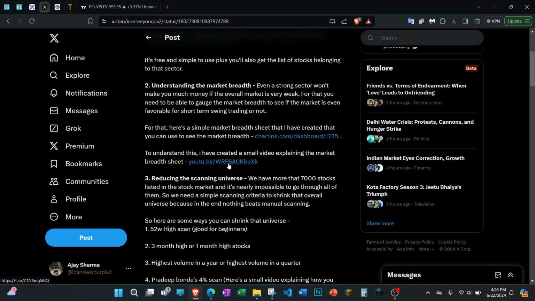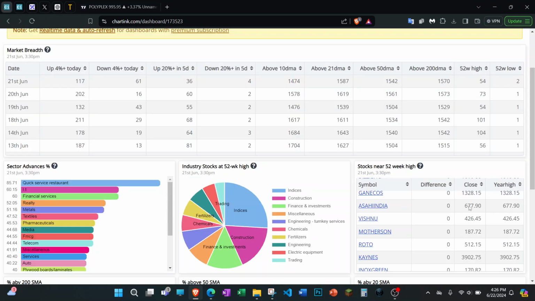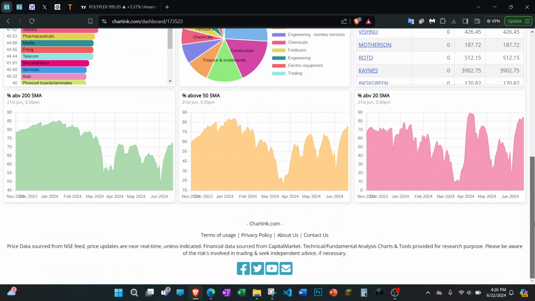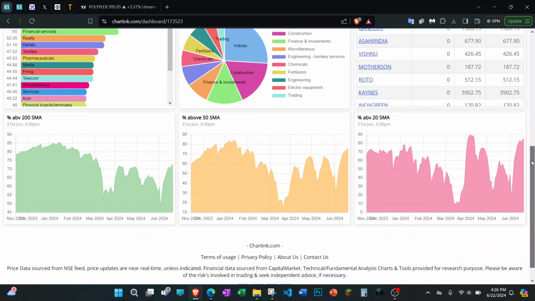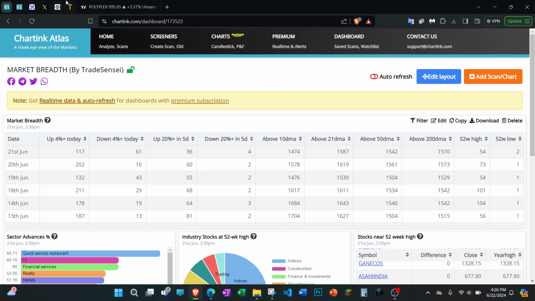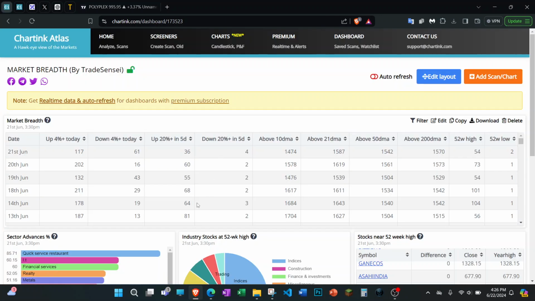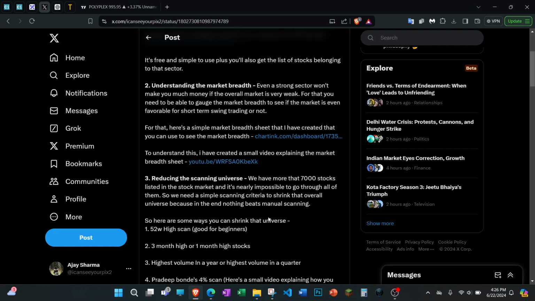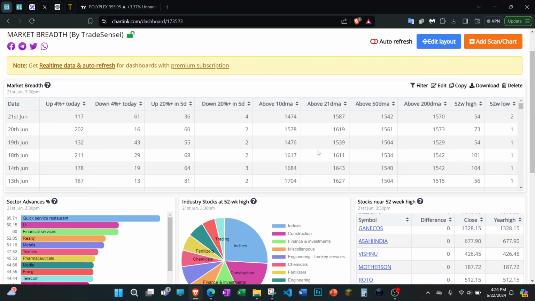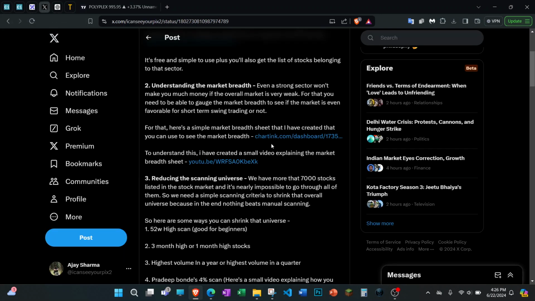So if you see, over the last 2-3 days, the market has not been doing that well because in the short term we are a bit heated. So this is a simple market breadth sheet, and I have made a separate video for which I have given the link here. And for this dashboard, I have given the link. I'll give all these links in the description as well. Here you can go to this sheet, you can go to this video, you can gauge the market health.